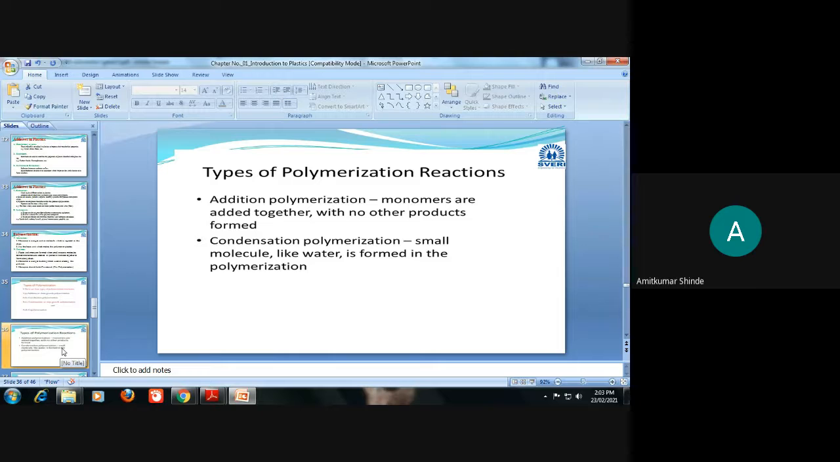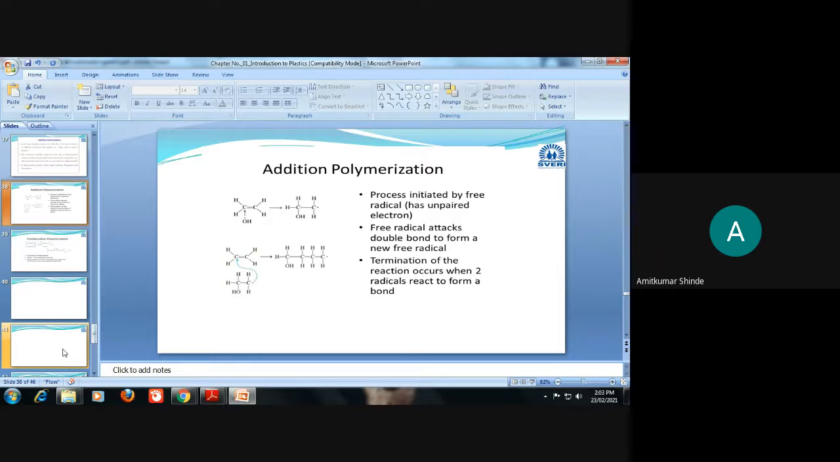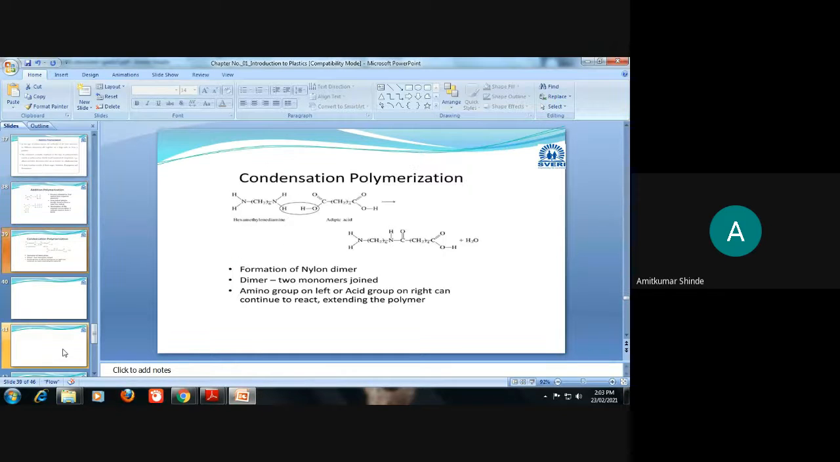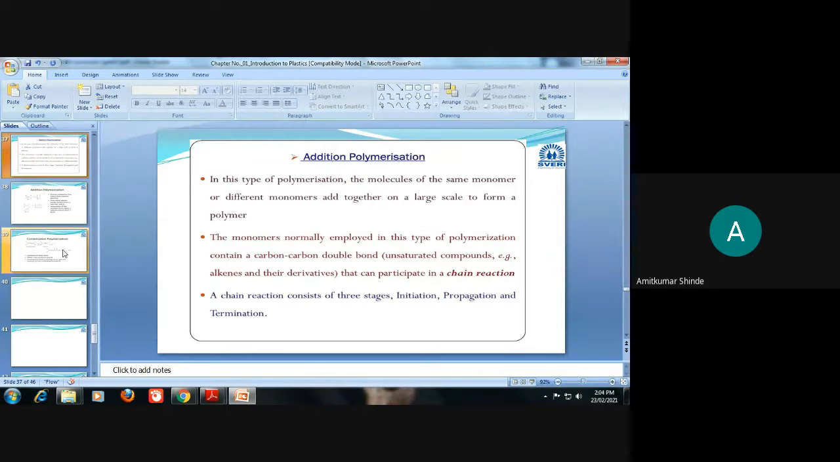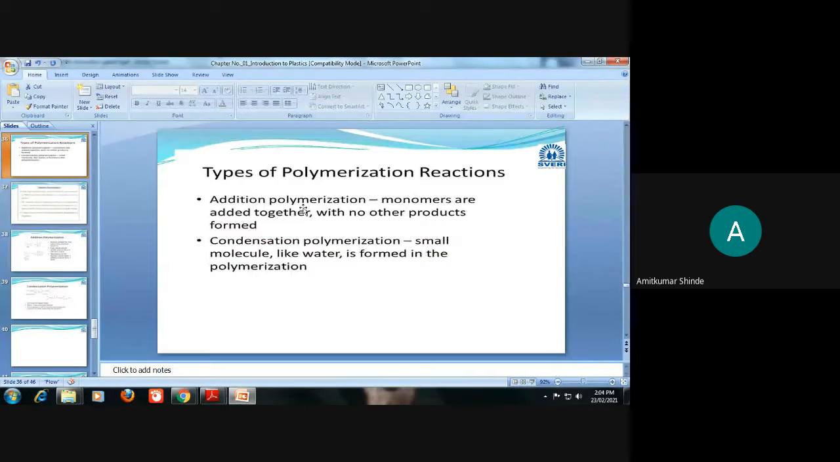Okay, so these are two basic types here. In today's session, I will explain this part. It is addition polymerization and condensation polymerization. Now, this classification is done on the basis of the reactions occurring during the formation of that particular polymer.